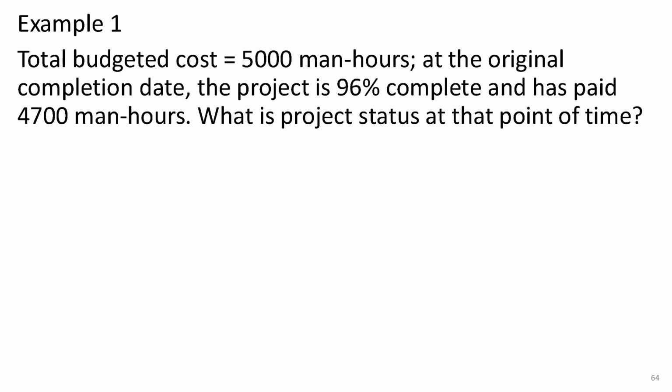The total budget for the project is 5,000 man-hours, and by the original completion date, the project is 96% complete, with 4,700 man-hours used so far. We need to determine the project status at this point in time. First, let's calculate the planned value and earned value.